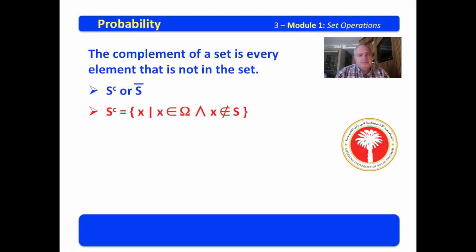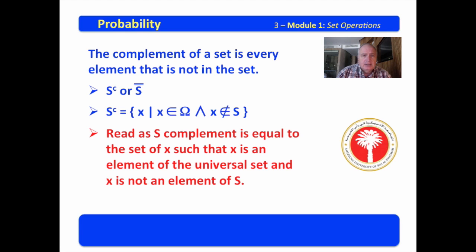S complement equals the set of all X such that X is an element of the universe and X is not an element of S. Again, we would read that as S complement is equal to the set of X such that X is an element of the universe and X is not an element of S. You should be getting these symbols down.